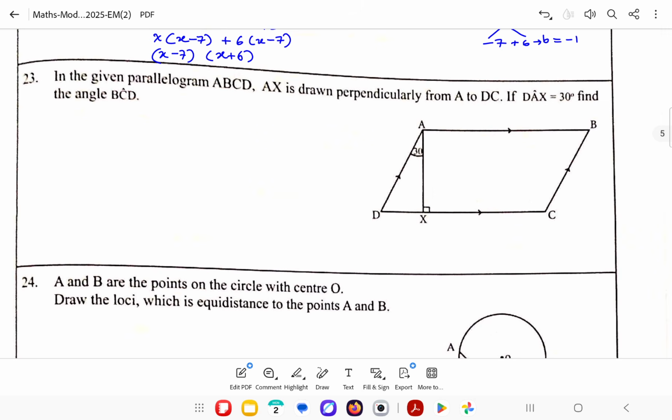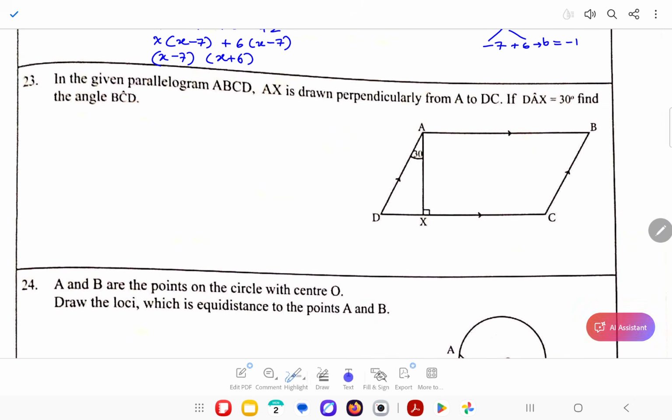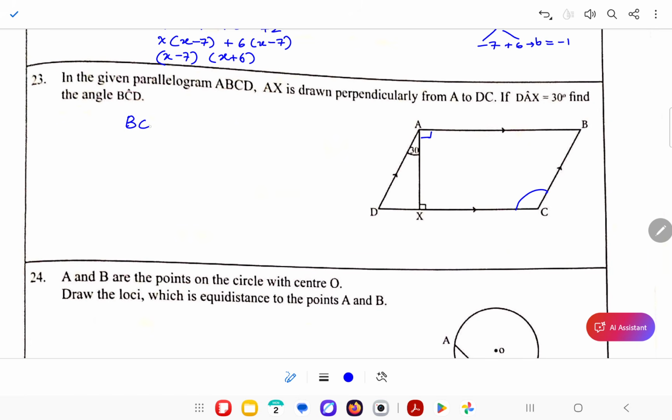23. In the given parallelogram ABCD, AX is drawn perpendicular to DC. So this angle is also 90. If DAX is 30 degrees, find the angle BCD. So this angle is what we want to find. What do we know? In a parallelogram opposite angles are equal, no? BCD is equal to DAB, and DAB is what? 120. 30 plus 90, no? So BCD is 120 degrees.